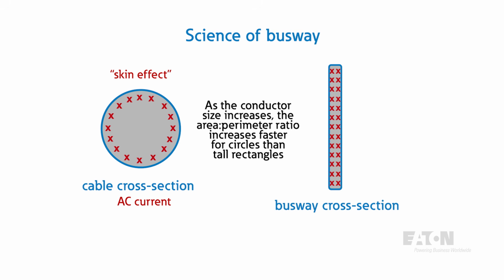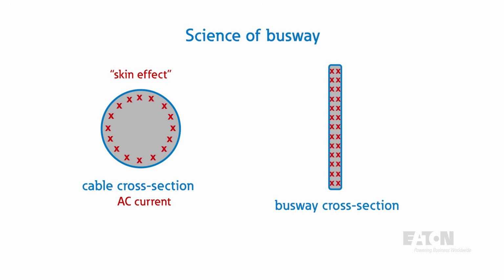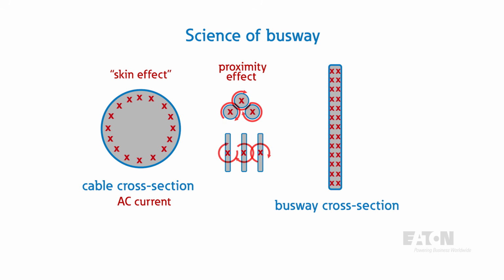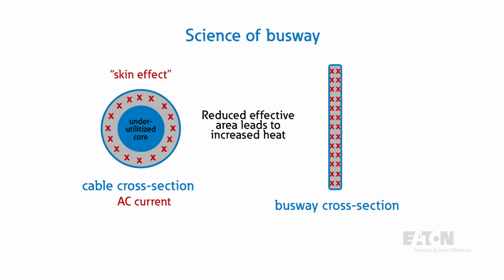Electrically speaking, this means that traditional cable will have more effective resistance at its center than busbar. The skin effect, coupled with the proximity effect that arises with multiple smaller conductors, results in an underutilized region of metal at the center that decreases overall thermal performance, which in turn ultimately dictates the amperage rating for a conductor.